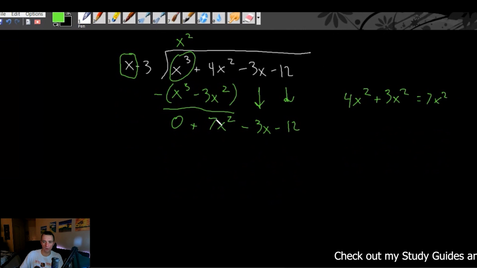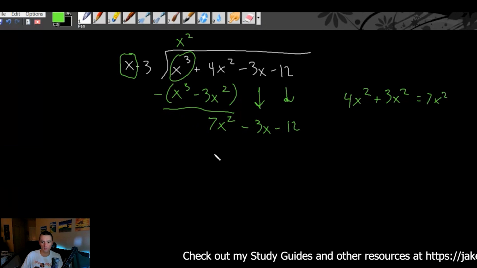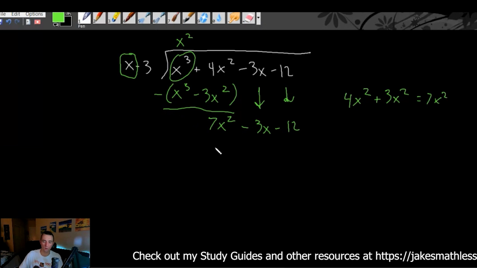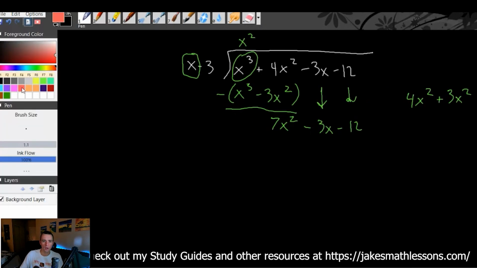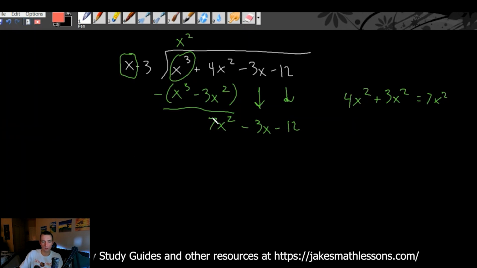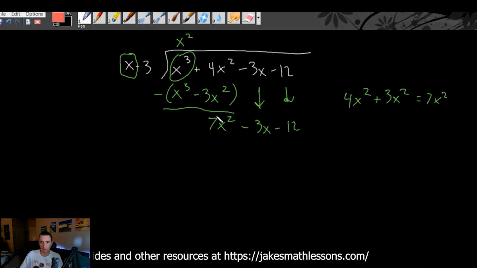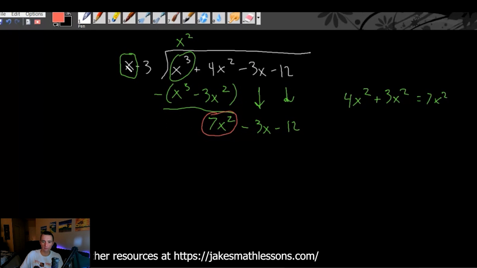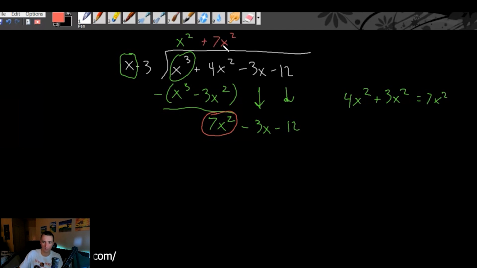Now, again, we're going to look at our leading term here. 0 doesn't really contribute anything, so I am just going to go ahead and erase that so it's not getting in the way, being confusing at all. Okay, so second run through, we'll switch over to red here. So we have this leading 7x squared. We want to divide that by this leading x here. So 7x squared divided by x leaves us with plus 7x.